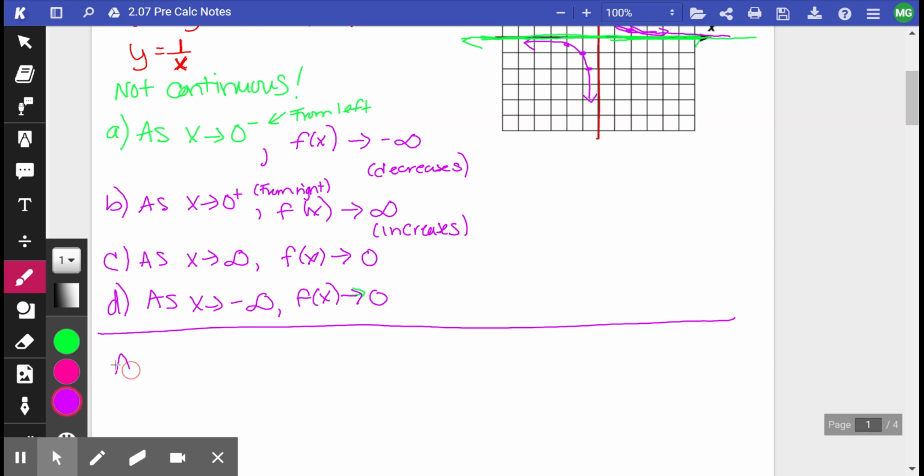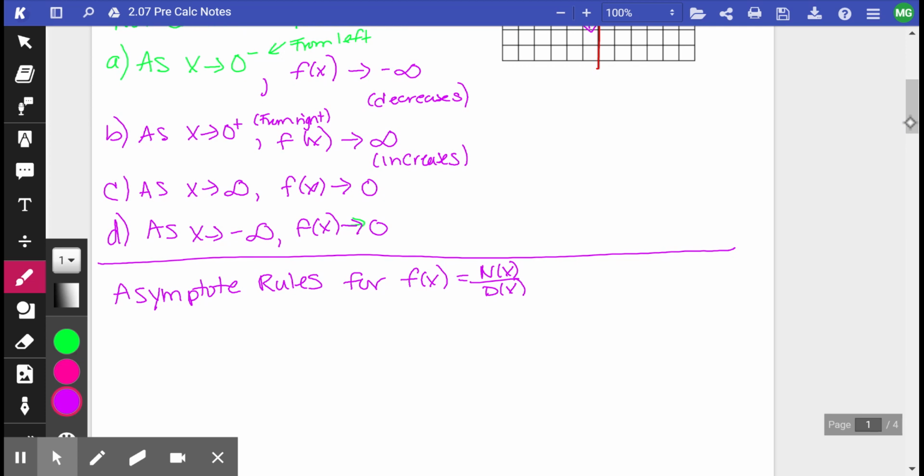Now I want to talk about some asymptote rules based off of what we just did. So the asymptote rules we're talking about would be for your polynomial f of x, your rational function, with n of x over d of x, where we're assuming here that they don't have any common factors. And that will be important when we talk about our holes later on.